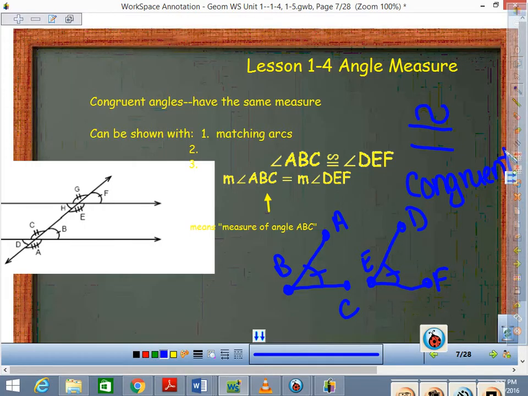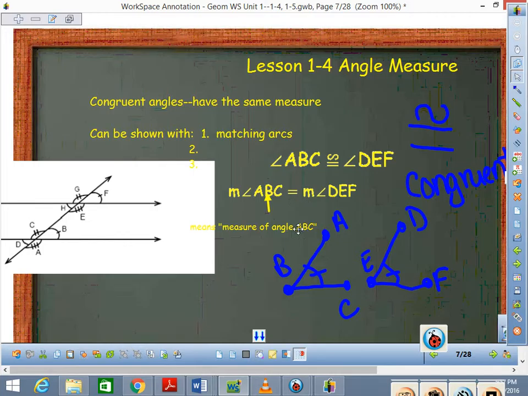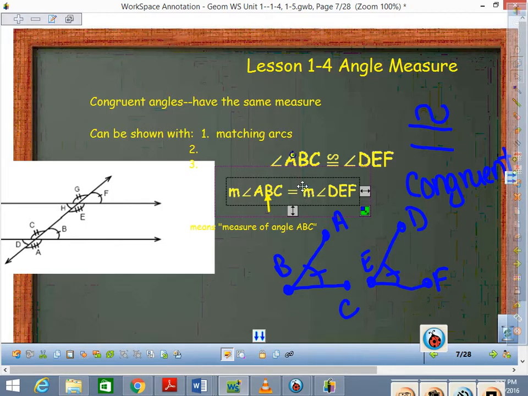Now that's the naming portion. This other portion that you're going to see down here isn't naming, it's actually talking about the measurements. So the M that's right here says the measure of angle ABC is equal to the measure of angle DEF.